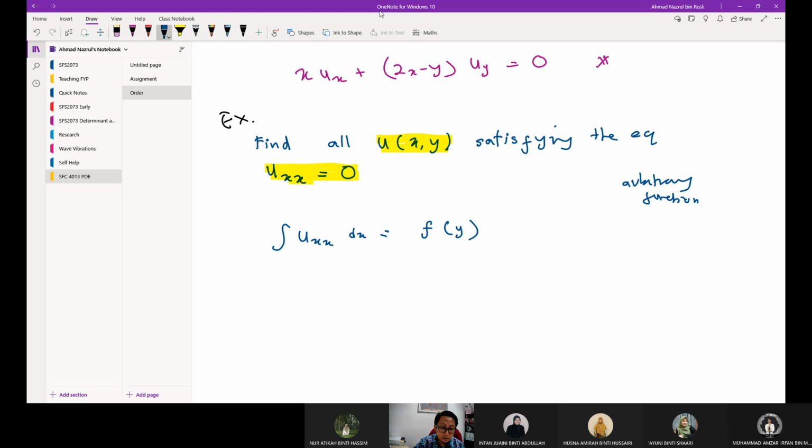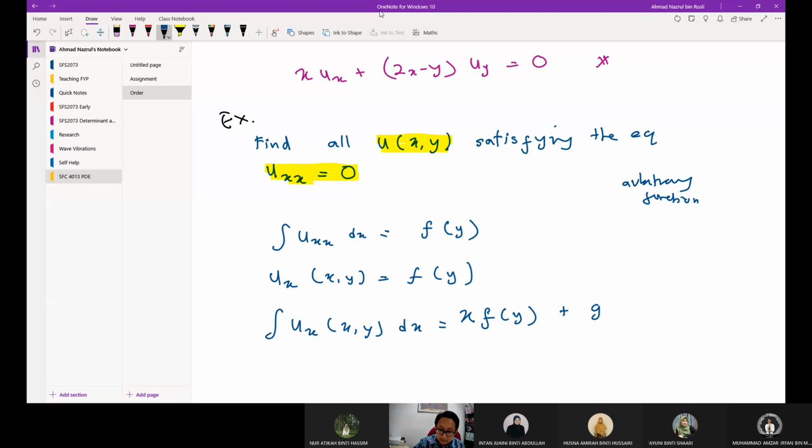So this is ux over x, y, because we integrate over x means that this will be ux. This one, we integrate, jadi ux, and then we integrate again this ux for the function of x, y over dx. Okay. So you can get uxy, which you can still have here f(y), integrate akan ada x kat depan ni, plus another g(y).